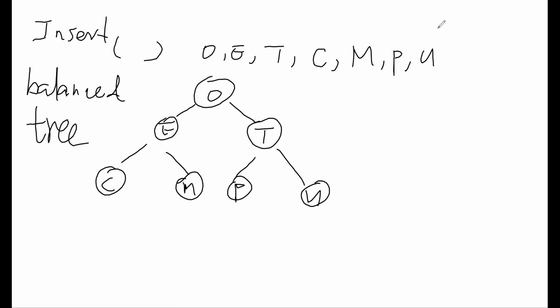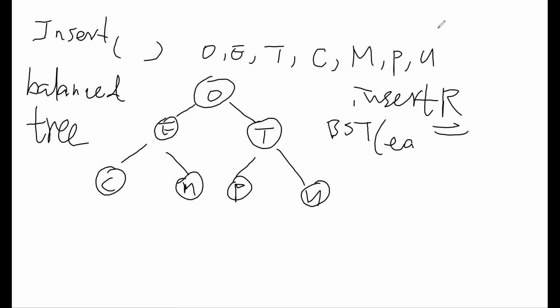Now I want you to insert the letter R. Where should I put it in this tree? When you do insert, basically you start with search. Another concept with a BST is that each node is unique. It doesn't allow duplicate items to be stored in a tree. Each node has an item that occurs only once. So let's see R.